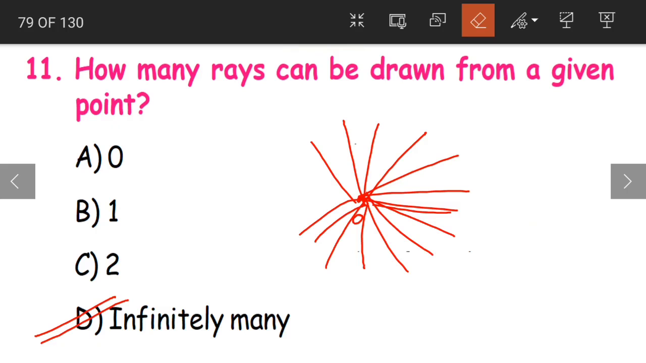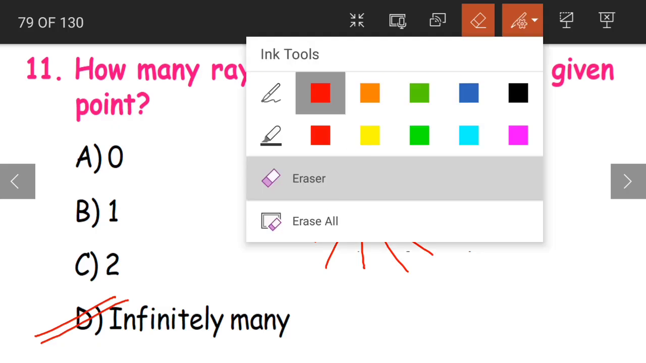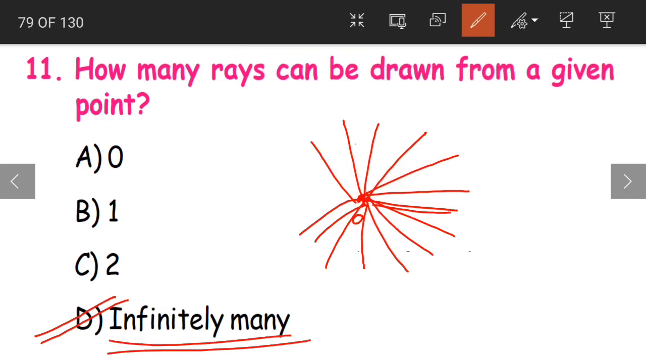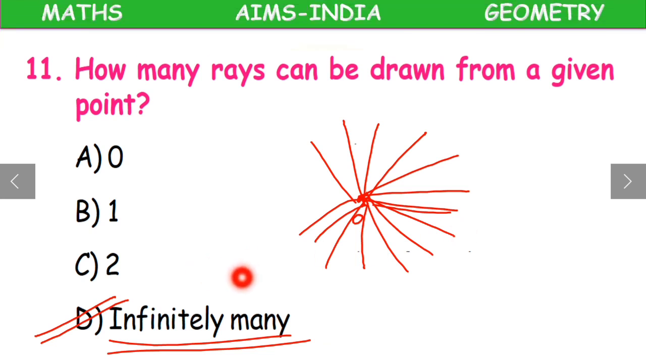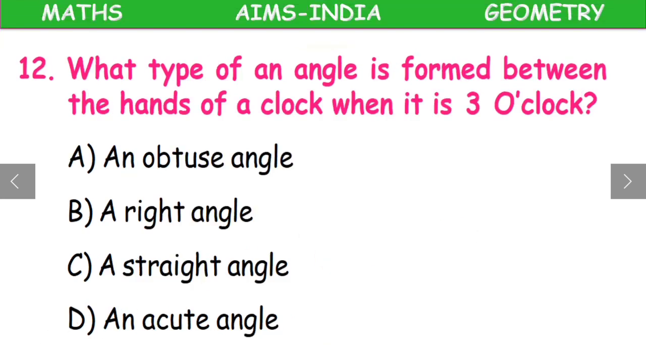How many rays can we draw from a given point? We can draw infinitely many rays. We cannot count. We can draw as many rays as possible from a given point. So D becomes our correct answer.